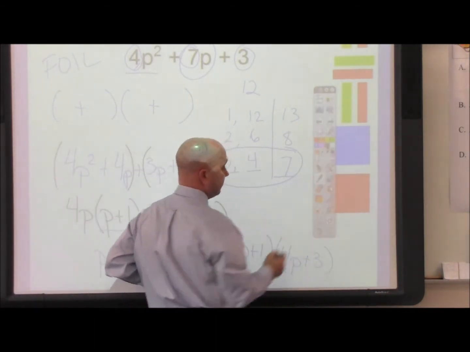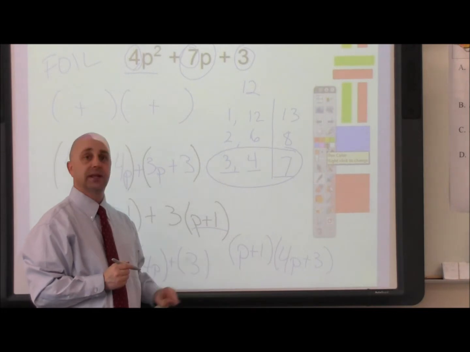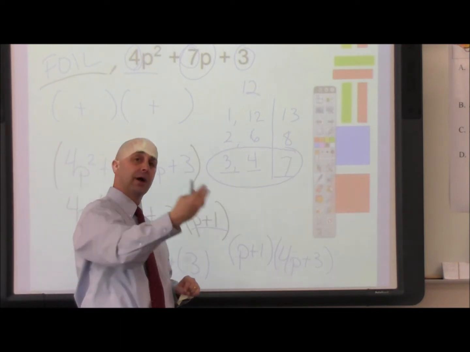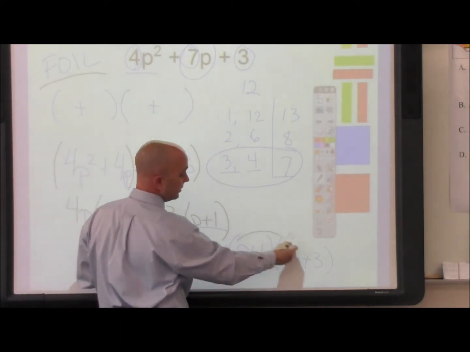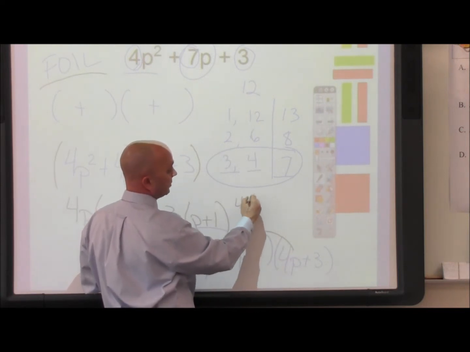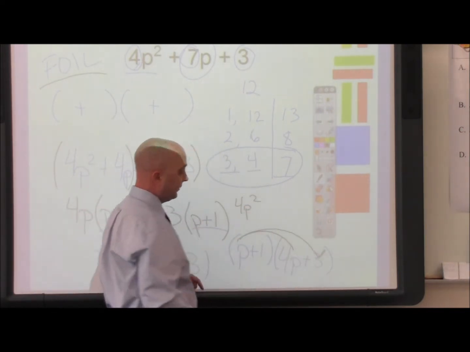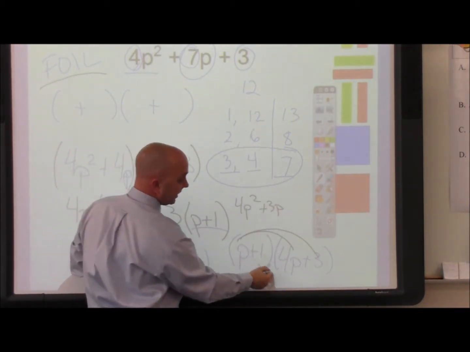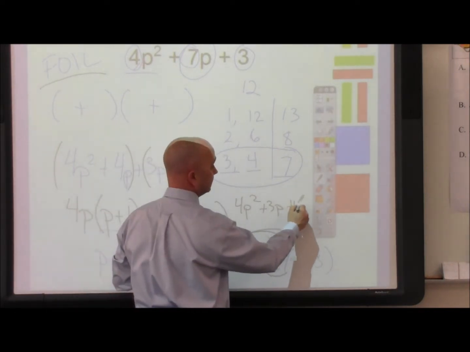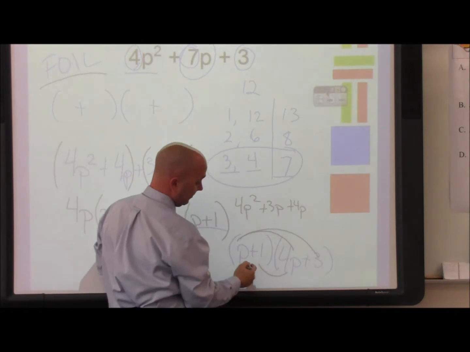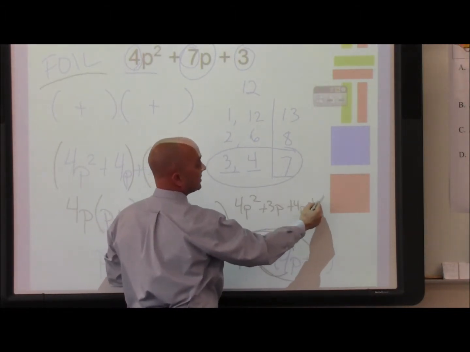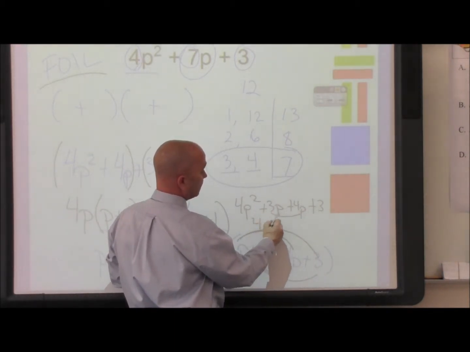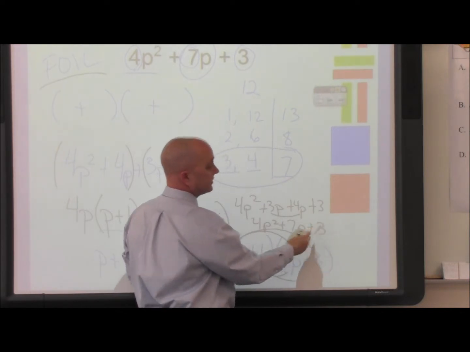One last thing before we leave this example is I can check that using FOIL. Whenever I factor a polynomial, I want to work backwards and check it by multiplying. So I do my first two terms. P times 4p is 4p squared. P times 3 for the outside would be 3p. Inside, 1 times 4p is 4p. And finally, the last two, 1 times 3 is 3. Now, when I get that, I want to combine like terms. And I get 4p to the second plus 7p plus 3.